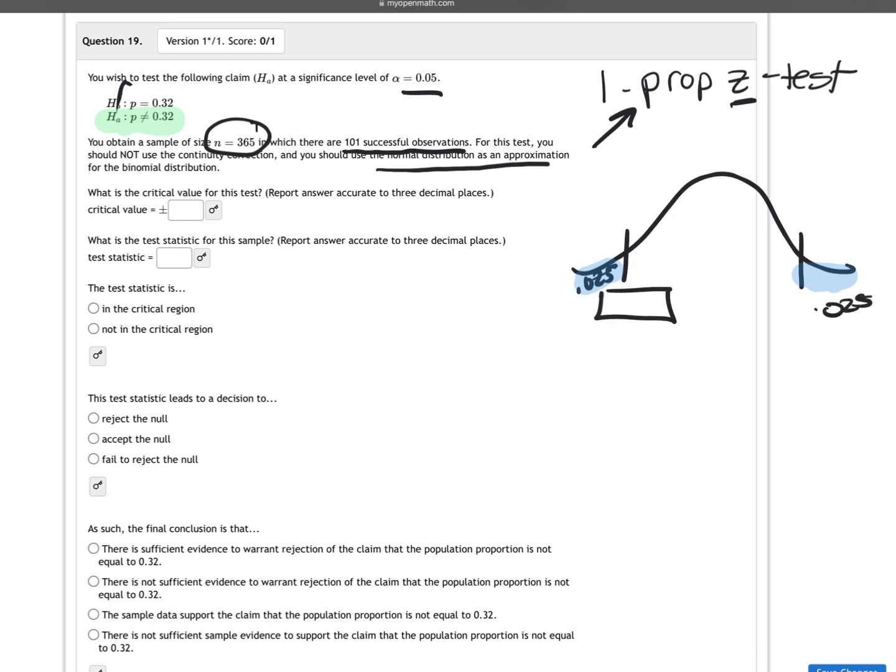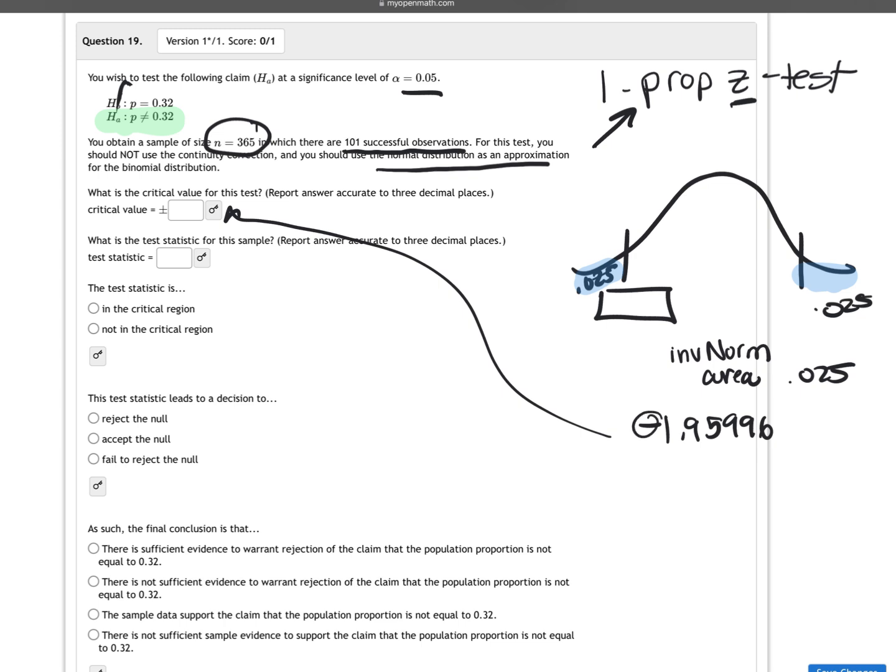Looking for that cutoff, so I'm gonna go to inverse normal and choose my area as left 0.025. So second bars, distribution number 3, 0.025 for area, 0, 1, and left, and hit paste. And we get negative 1.95996. That goes over here. And you don't want the negative, just the number, because they already have that plus and minus there.